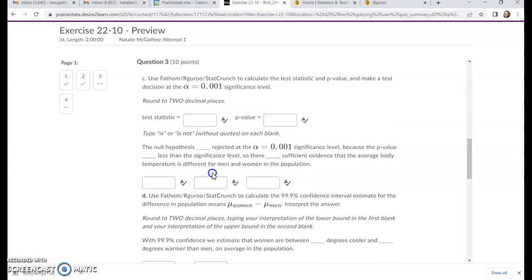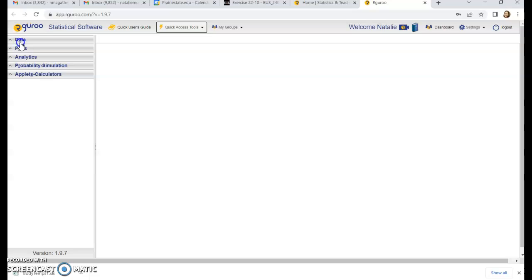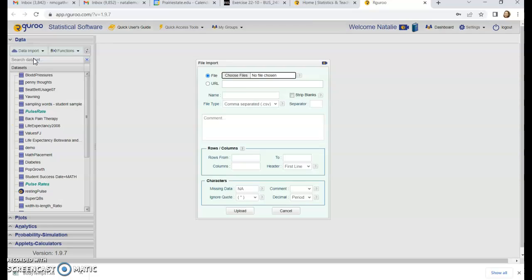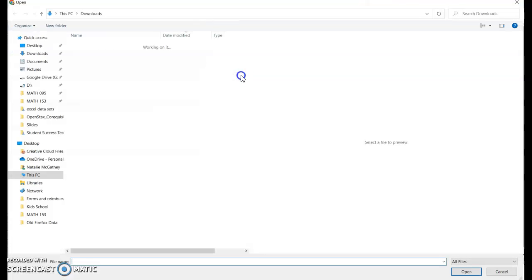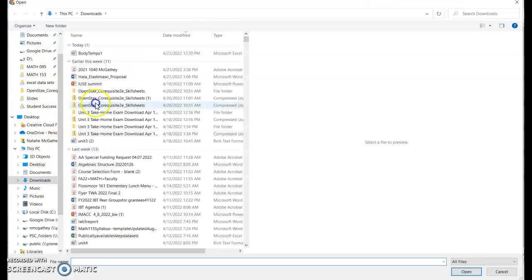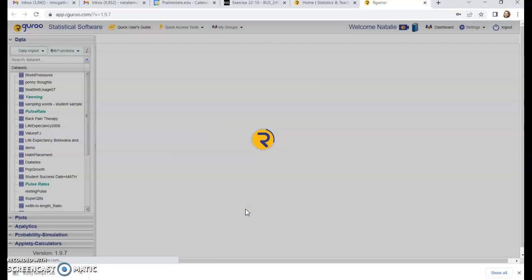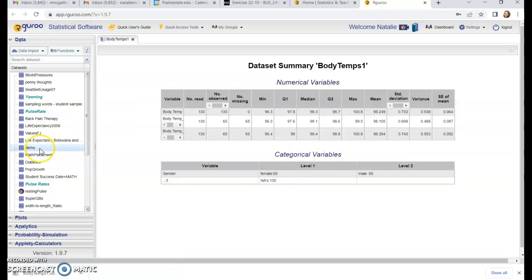Okay, and now here is the third piece that requires us to use our Guru. So we're going to calculate the test statistic and the p-value, and make a test decision at the 0.001 significance level. So here we go. I'm going to go into our Guru, which I already logged in, and import the data set that I just downloaded. I think it's in my downloads, body temps. There it is. Let's go ahead and open that up and hit upload. So now our Guru has that data.